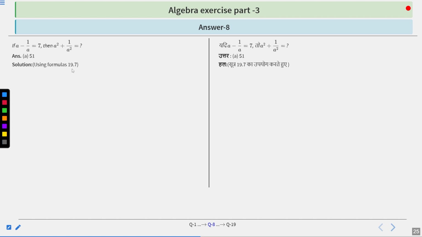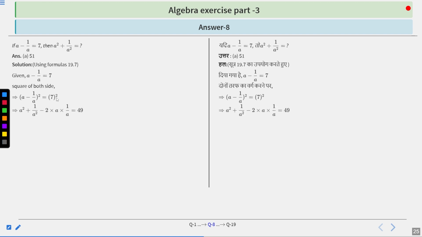So using formula 19.7, we were given a minus 1 upon a is equal to 7. So square of both sides, a minus 1 upon a's whole square equal to square of right hand side, that is 7 square. A minus 1 upon a's whole square is a square plus 1 upon a square minus 2 into a into 1 upon a. We have expanded a minus 1 upon a's whole square according to formula 19.7. That is equal to 7 square.